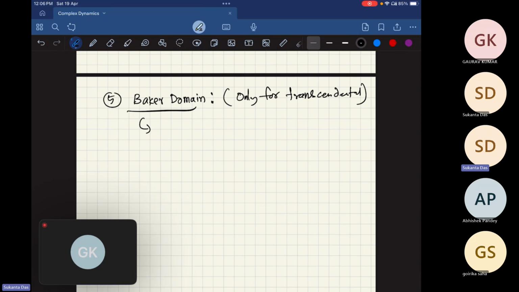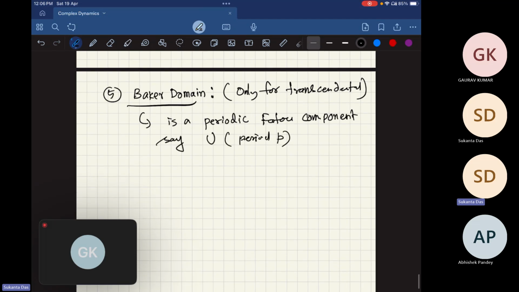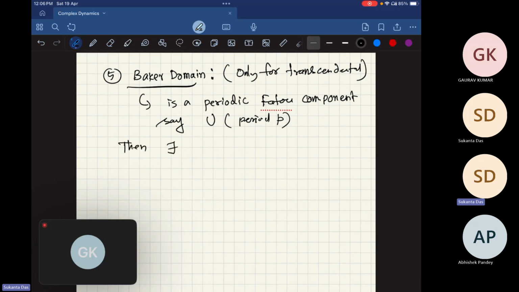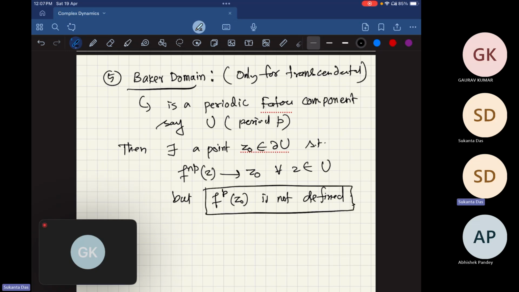You have to analyze some functions, then you can understand what kind of configuration this Fatou component has. So this is a periodic Fatou component, say U, with period p. Then there exists a point z0 in the boundary of this component such that P^n(z) goes to z0 for all z in U, but P(z0) is not defined. So here is the only difference.